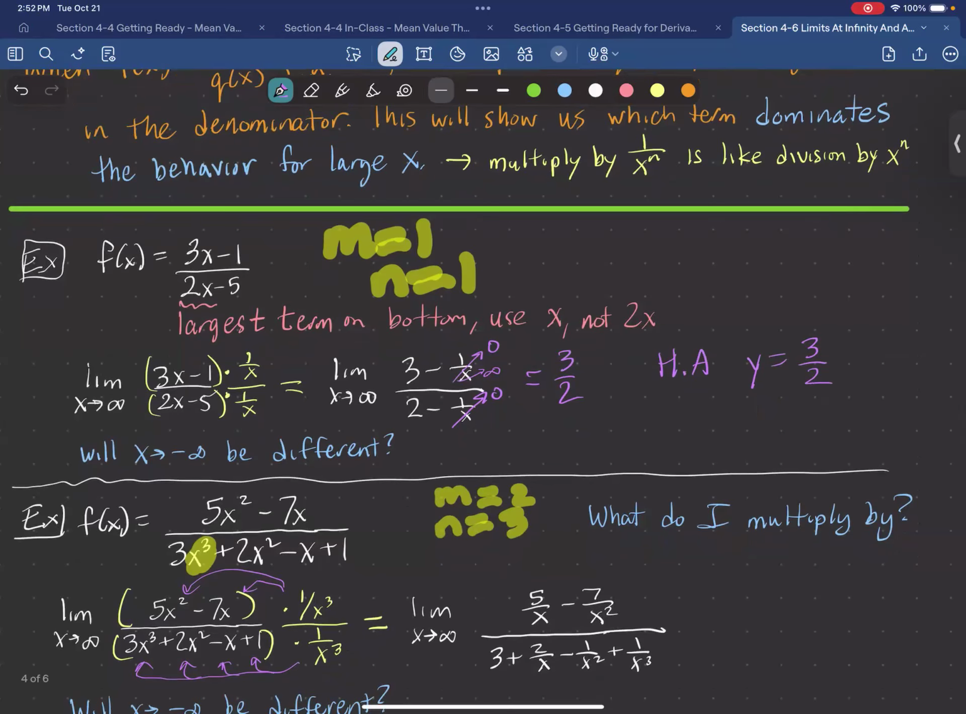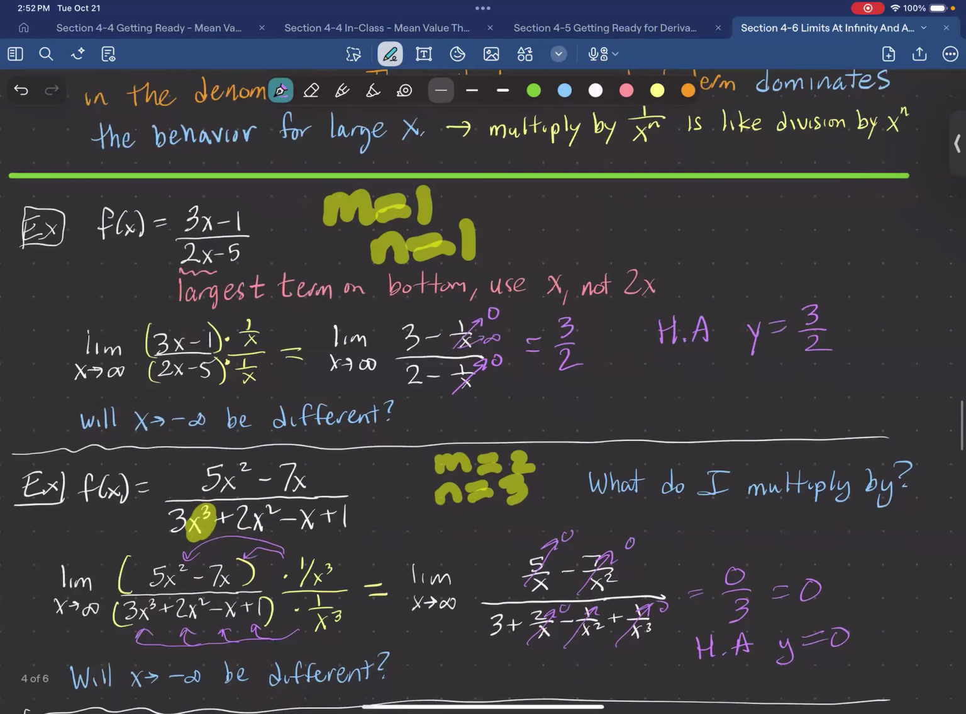Anywhere there's an x on bottom, that term goes to 0 with x going to infinity. So these are all going to 0. We get 0 over 3, which equals 0. So our horizontal asymptote is y equals 0. And by the same reasoning above, x going to negative infinity isn't going to be any different.